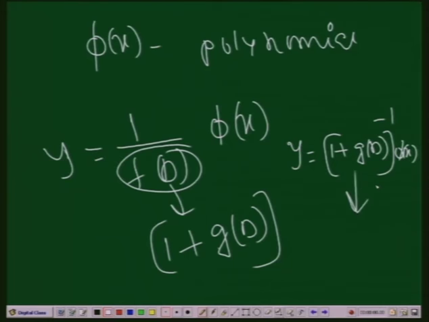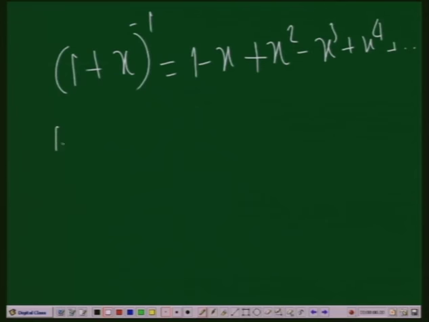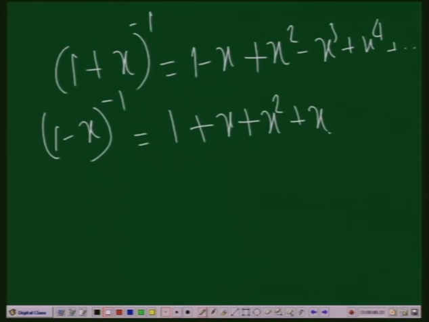Now, you expand this by binomial theorem. You know 1 plus x whole to the power of minus 1 is 1 minus x plus x square minus x cube plus x to the power of 4 plus dot dot dot. 1 minus x whole to the power of minus 1 is 1 plus x, all positive terms here, 1 plus x square plus x cube plus x to the power of 4 and so on. Of course, in general, instead of 1, if you have any other power, use this result.